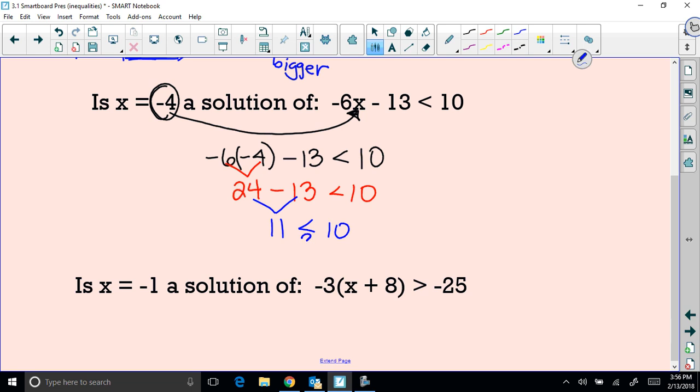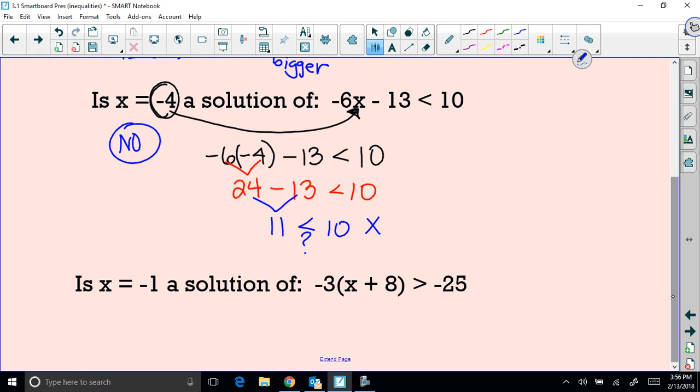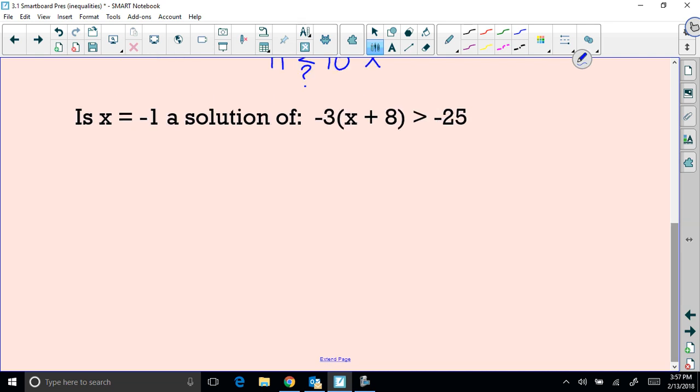And so the question is, is 11 less than 10? No, it isn't. So that's what I got when I plugged in -4. So is -4 a solution? No, it is not. Okay? All right, the last one. They're asking us if -1 is a solution. So once again, we're going to plug in -1 into x. So we have -3 parentheses, and then I have -1 in parentheses plus 8, and I read that greater than -25. And sometimes what some of you want to do is take this -3 and distribute. But I can actually do that.